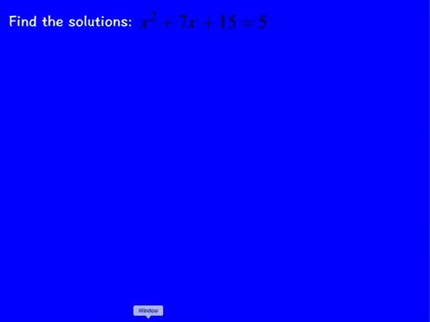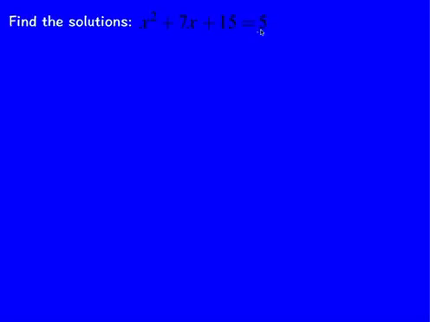Find the solutions for x squared plus 7x plus 15 equals 5. To begin with, your quadratic always has to be equal to 0 in order for you to be able to figure out what your solutions are, or your x-intercepts or your roots or your zeros, or whatever the problem is asking for. Remember that all of those mean the exact same thing. This one's asking us to find the solutions, and anytime I'm trying to do that, I'm going to always make sure that it's equal to 0.